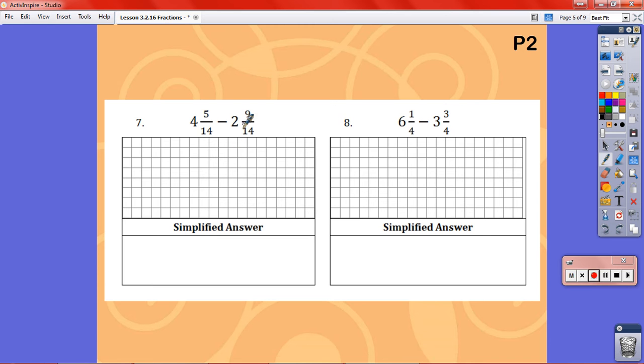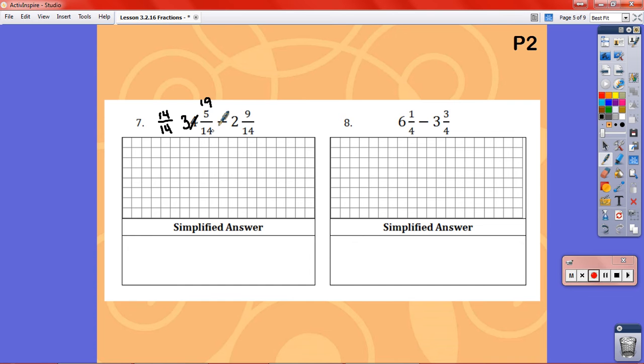Okay. Again, so now we have 4 and 5/14 minus 2 and 9/14. So 5 take away 9 is not going to happen. Let's borrow 1. 4 take away 1 is 3. That 1 that we took away was 14 out of 14. 14 and 5 makes 19. So what we have here is 19/14.